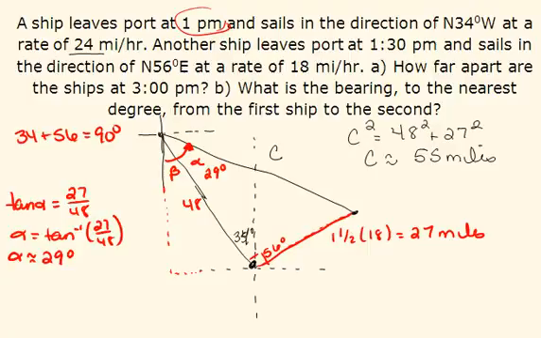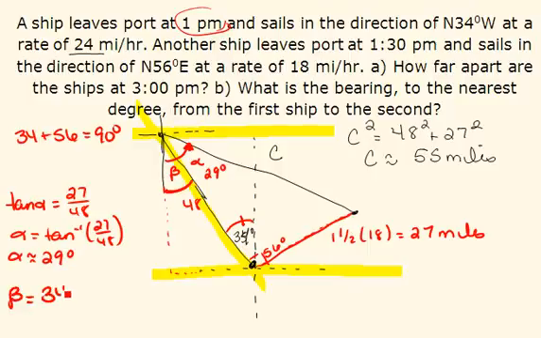We can find beta by recognizing that our two axes form our parallel lines, and that we have a transversal line that cuts them. We would now know that alternate interior angles must be equal. Therefore, beta has to be equal to 34 degrees. To find our bearing, we would take 29 plus 34, which gives us 63 degrees. Therefore, our bearing is south 63 degrees of east.